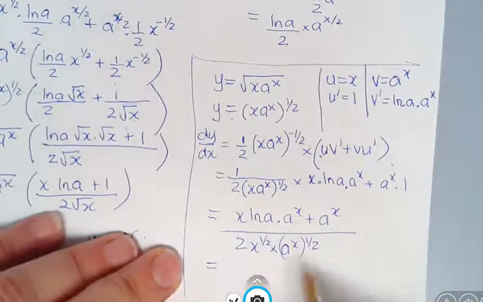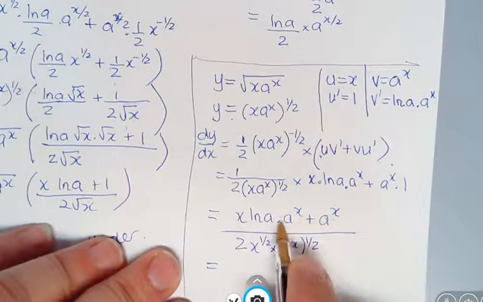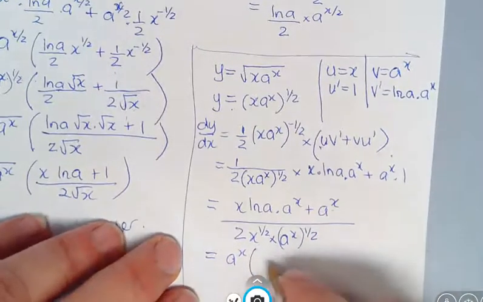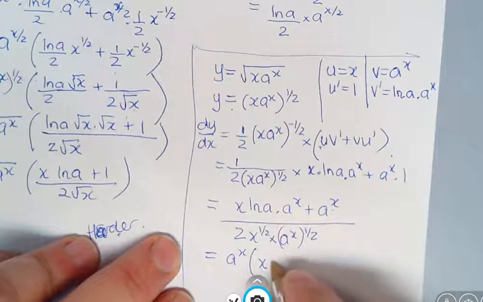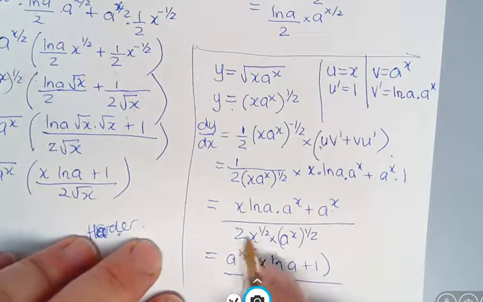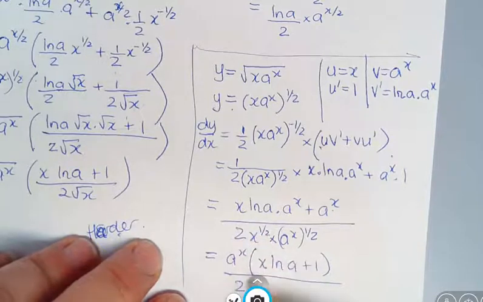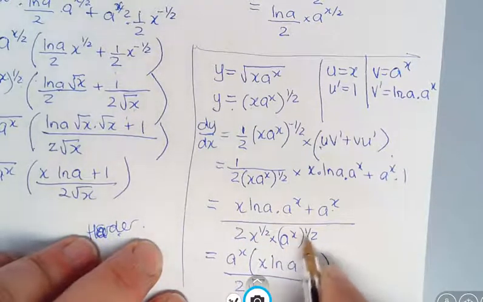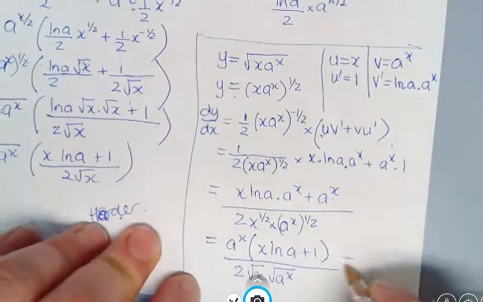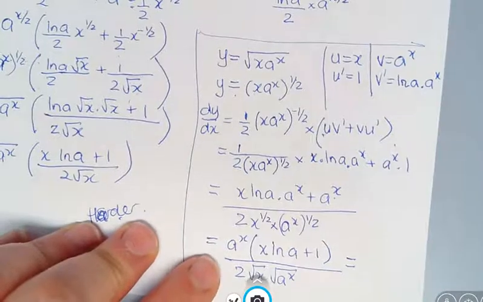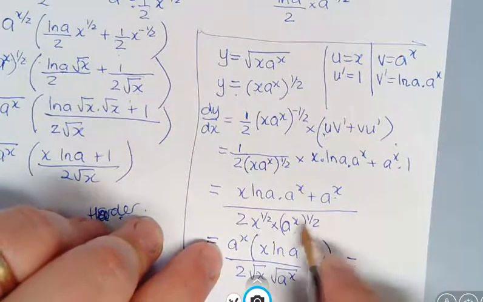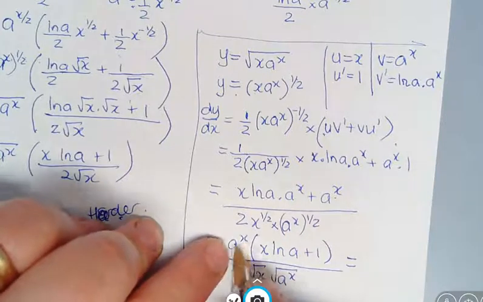Now what we can do here, we've got two terms and we've got a common factor of a to the power of x, and then I've got x ln a plus 1 over, now this is 2, x to the half is root x, and a to the x to the half is the square root of a to the x, and we're nearly there. Or I could even just leave it as a to the x to the power of a half, because we know that.